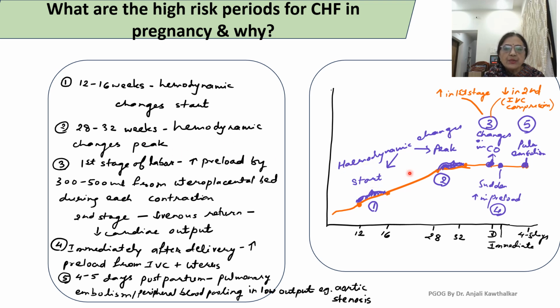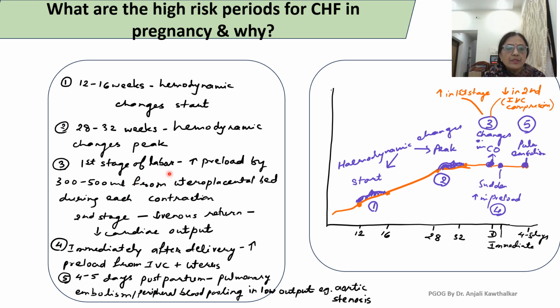The next period is 28 to 32 weeks. In this period again, why? Because there is a peak in the hemodynamic changes. After that, there is a plateau in the hemodynamic changes. But here, if the heart is not able to cope with the peak, then this is the risk period when the patient can have a heart failure whenever there is a heart disease complicating pregnancy.